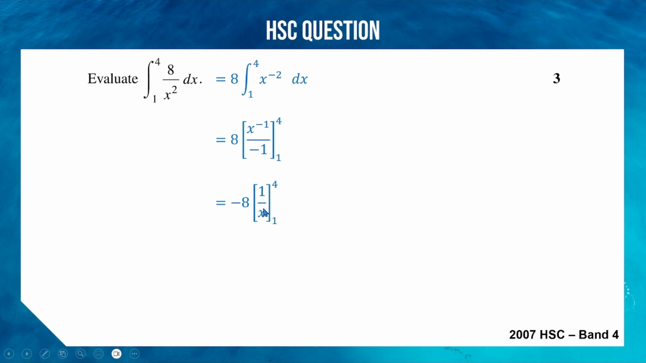Substituting in x equals 4 and then subtracting x equals 1. So there's 1/4 minus 1 over 1. 1/4 minus a whole is negative 3/4. When we times that by negative 8, we end up with a final answer of positive 6.